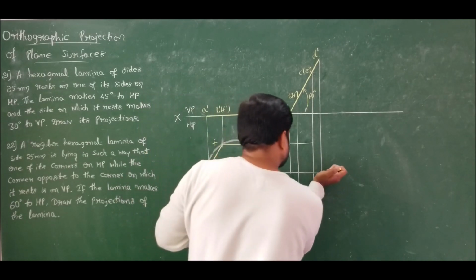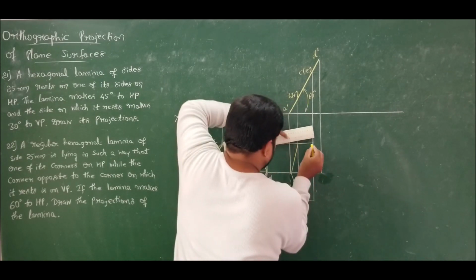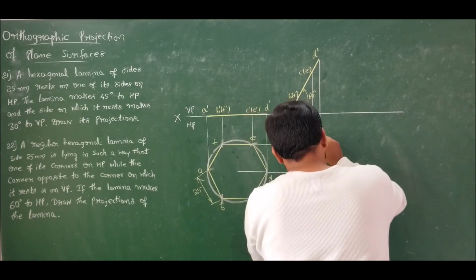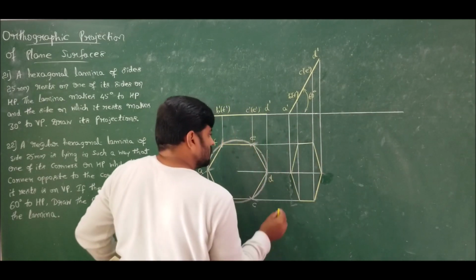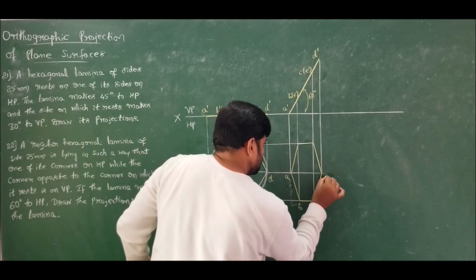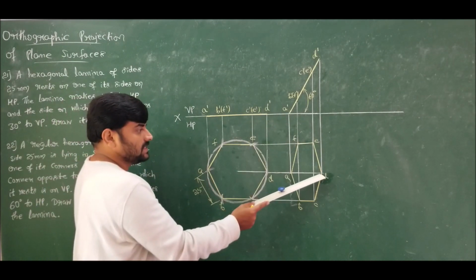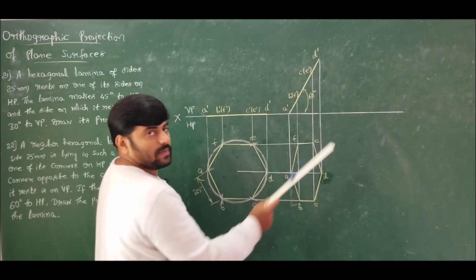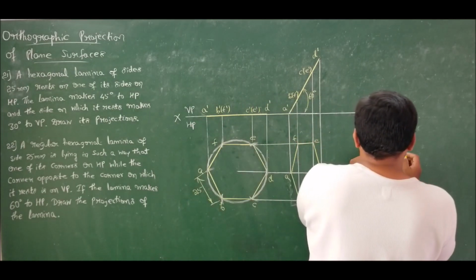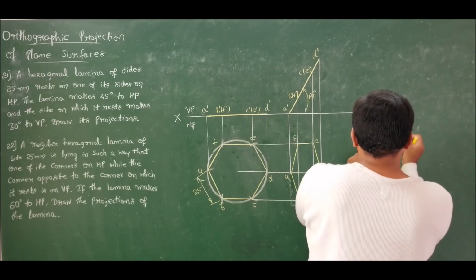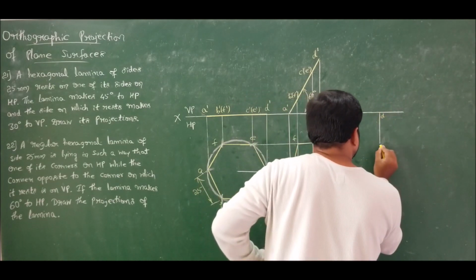Done. Now connect these corners to get the second position top view. Connecting these corners, I'll get the second position top view. So this is A, B, C, D, E and F. It is resting on corner A. So the corner opposite to it, D, should touch VP. So therefore first let me consider DA and draw DA. DA is measured and transferred. Done. So this is D and this is A.